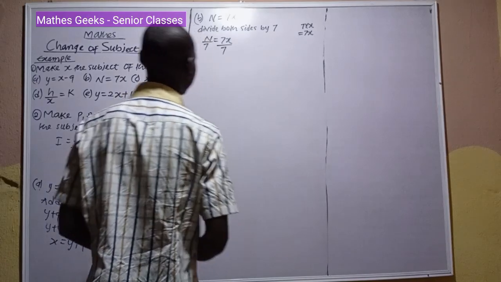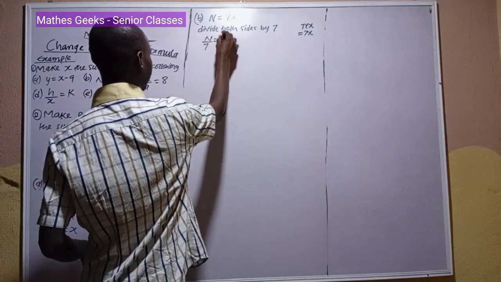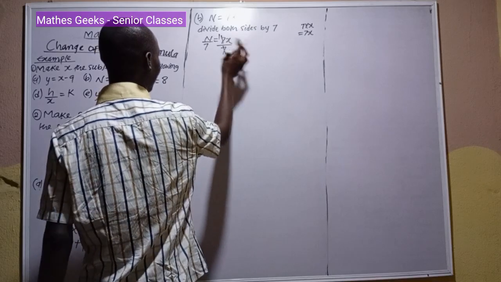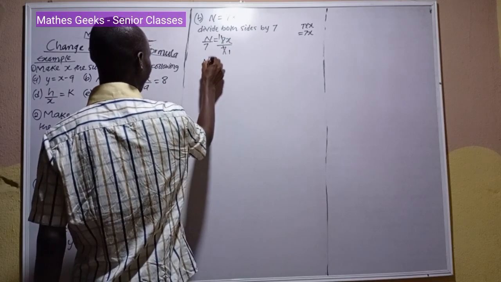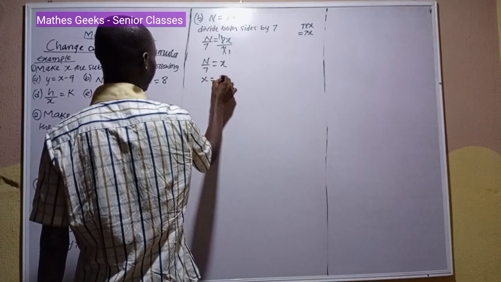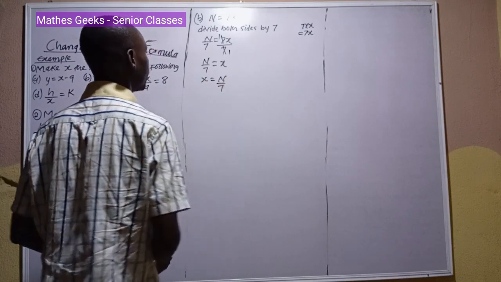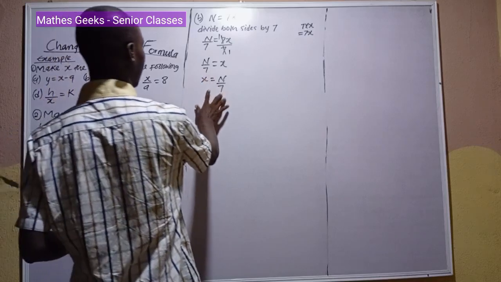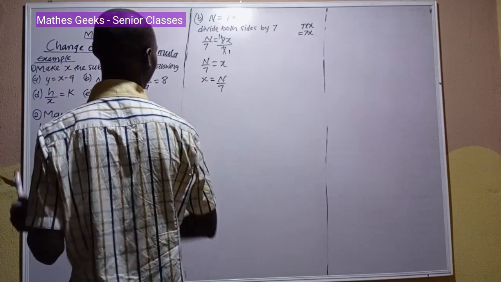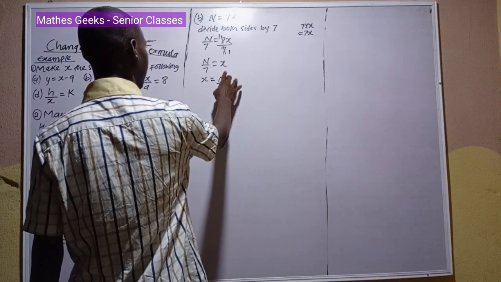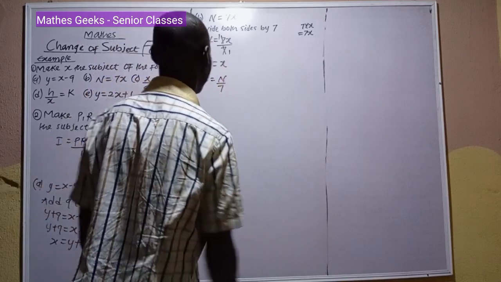So the idea is that when 7 divides 7, it will give us 1 over 1. And 1 divided by 1 is 1. 1 times x is x. So n over 7 is equal to x, or we say x equals n over 7. Once we do it this way, our final result means that x is standing on its own, while on the other side of the equation, n is divided by 7. So this is what we want.